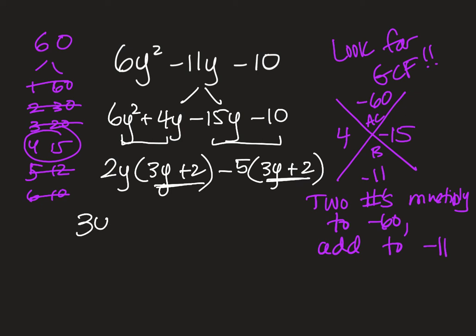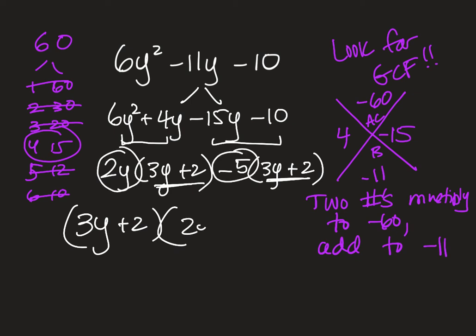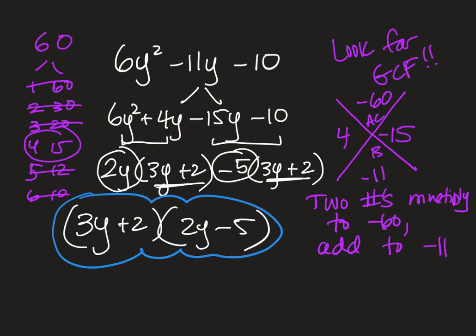So I can pull out that 3y plus 2 from both of them, and I will be left with 2y minus 5. So it's an efficient way, without doing trial and error, to factor these. And if you were to FOIL that out, again, if you're not sure if you have the right thing, you get exactly what was above.